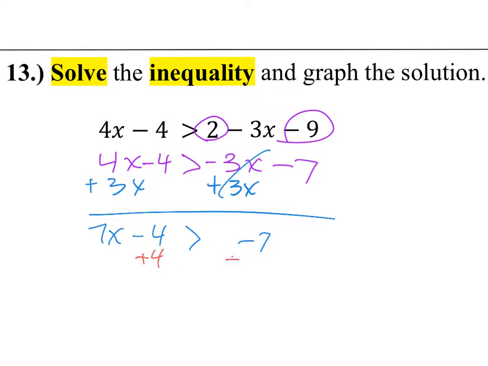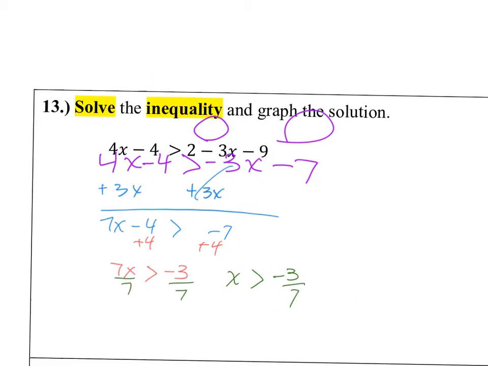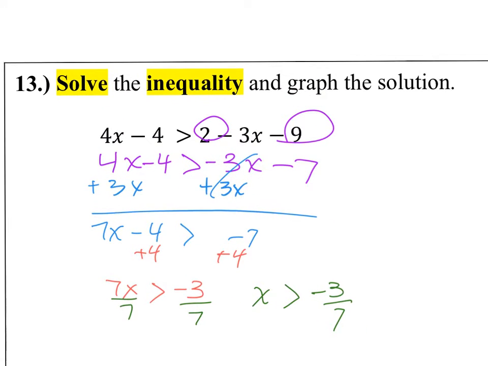Add 4 to both sides. 7x is greater than negative 3. What do I have to do now? Divide. Divide by 7. And you get a fraction. X is greater than negative 3/7. Remember that fractions are numbers too, so there's no discrimination against fractions. We treat them the same because they're numbers, and so we continue to answer with them as the answer.